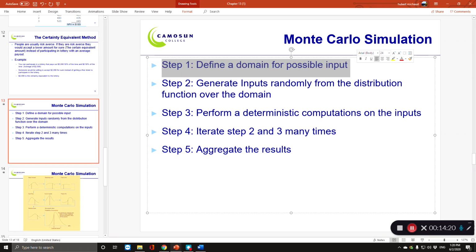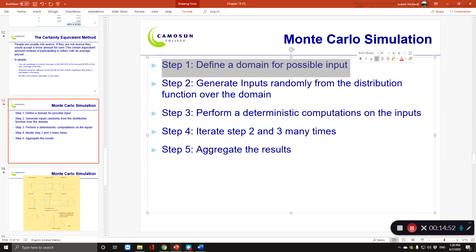So what we're going to do is define a distribution for all these variables. Say the price is normally distributed with a mean of 25 and a standard deviation of 2. The quantity that we will sell is uniformly distributed between 100,000 and 150,000 units. So we're going to define a distribution for all of these variables that will affect our calculation.